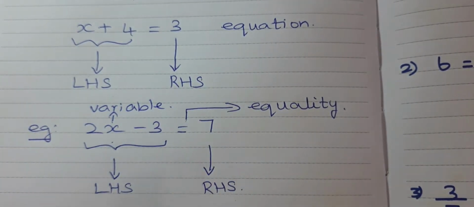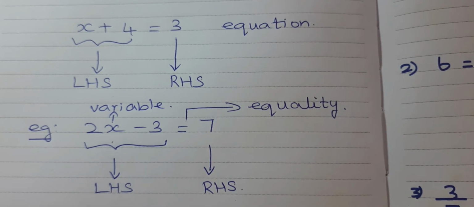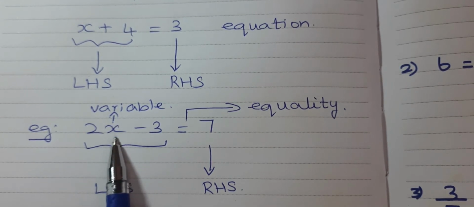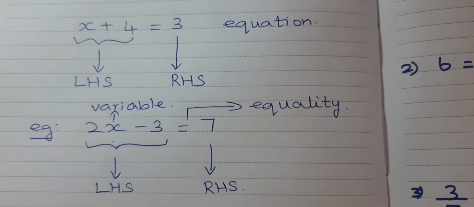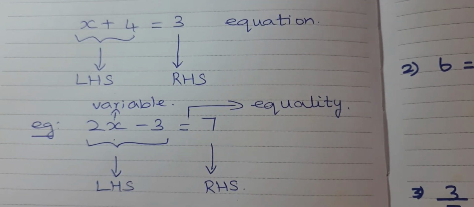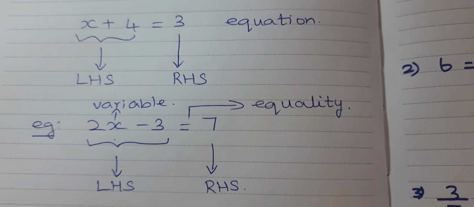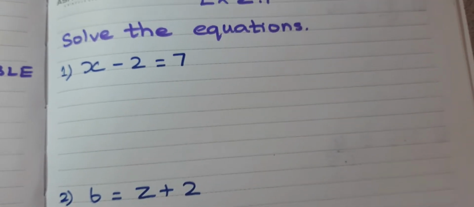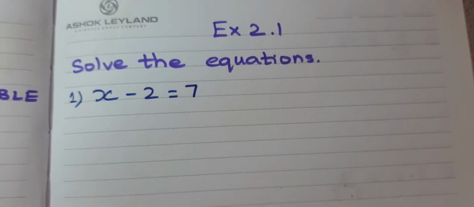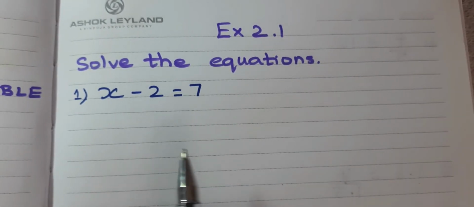So this is said to be the example for linear equation in one variable. You are having only one variable term. So 2x minus 3 equal to 7 forms the equation of one variable. Now we are going to solve the problems using the first method, that is addition or subtraction on both sides.